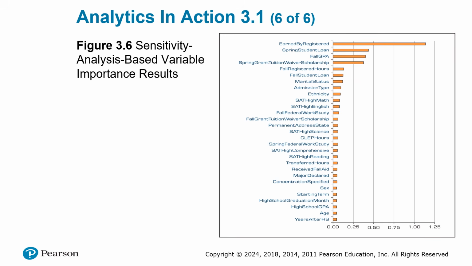Sensitivity analysis based variable importance result, just as you can see if you're talking about the student context. We have CGPA, registered spring, student loan and so on. This is just providing a result of how it looks, which has the most importance.